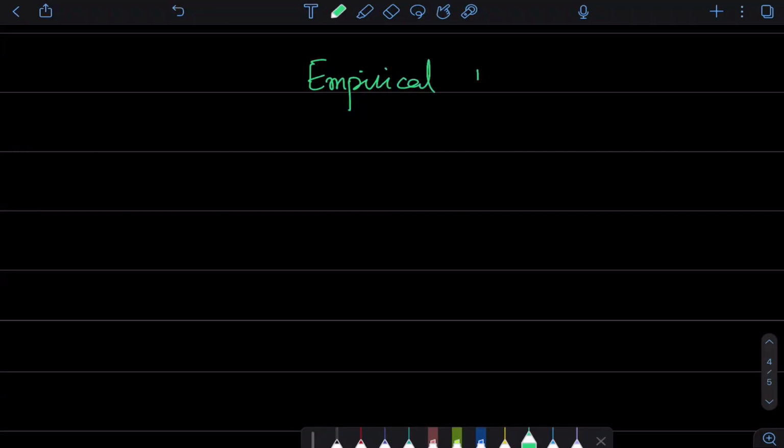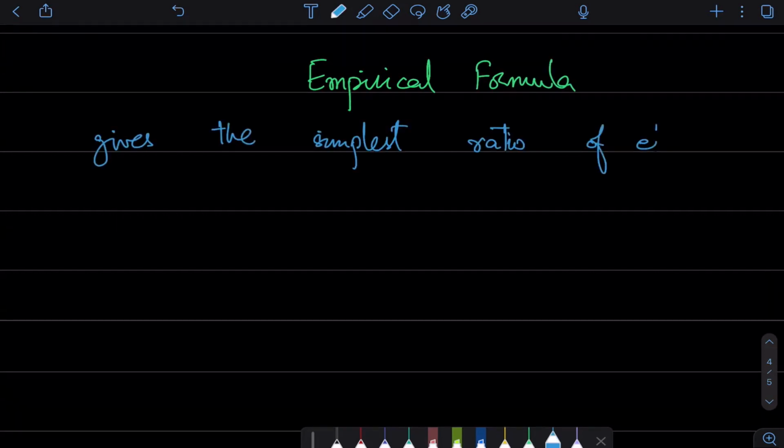So here's what empirical formula is. First of all, what is it? 2-mark definition: empirical formula gives the simplest ratio of elements in a compound. That's what this is. Where do we use it?